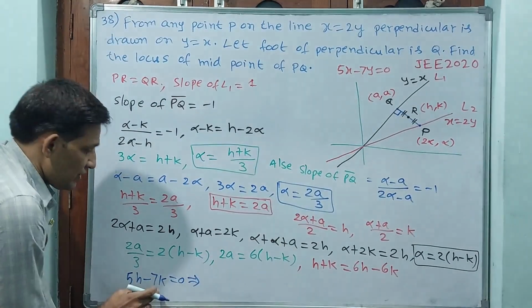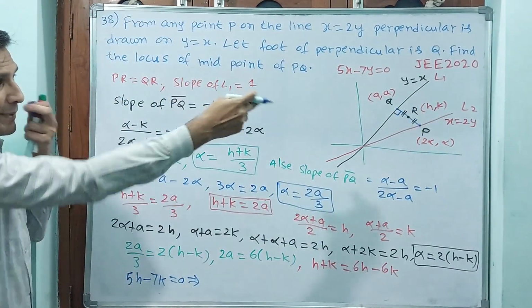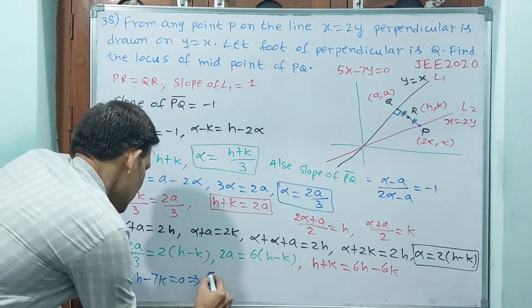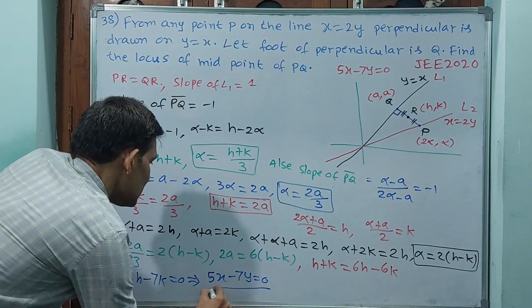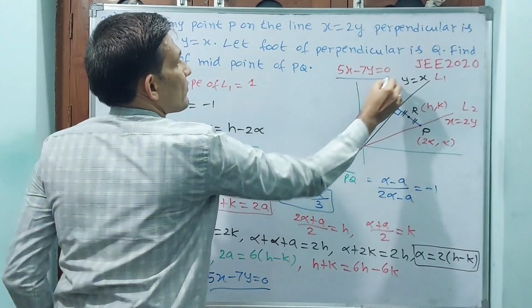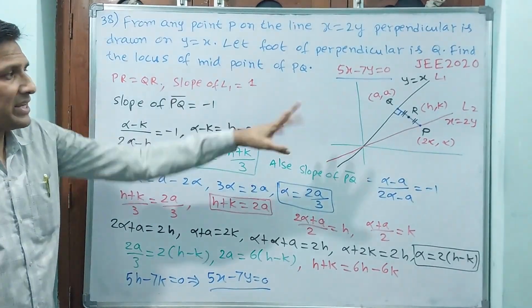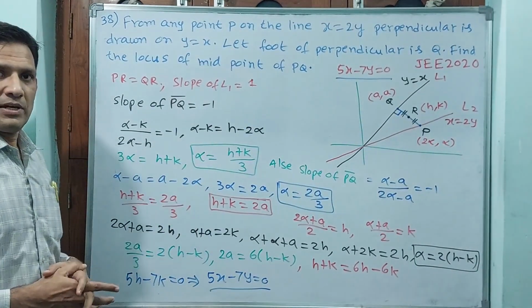This is based on h and k, the midpoint. Now the locus we want to write. That means you replace h with x and k with y. That means 5x minus 7y equal to 0. This is the locus. Understand how we have done it? It is a little bit tricky, but you have to follow this procedure. Let us go for the next question.